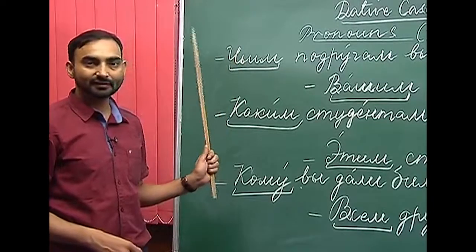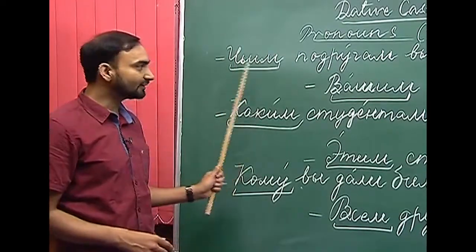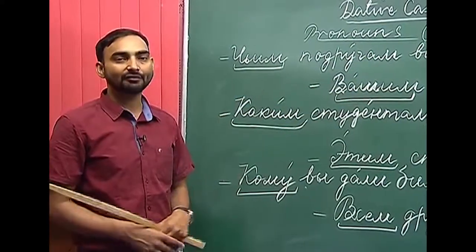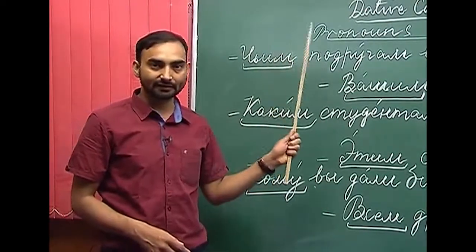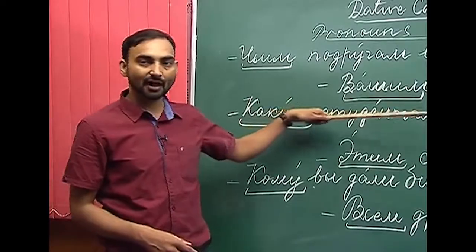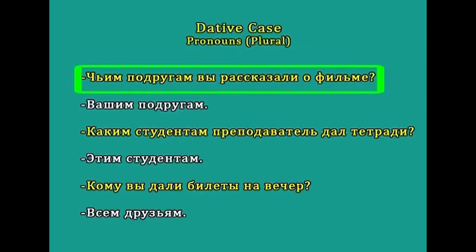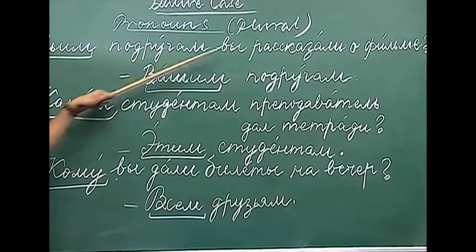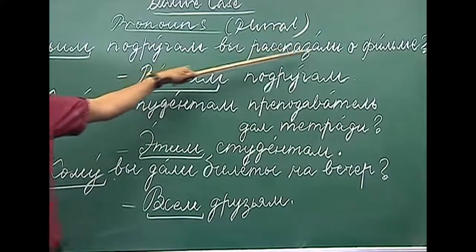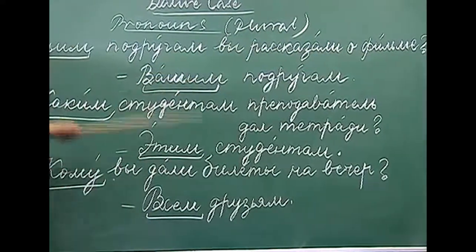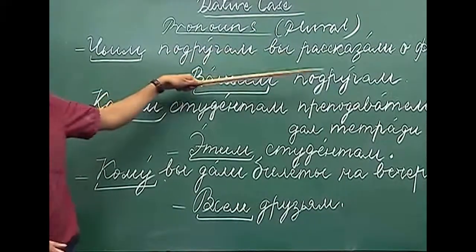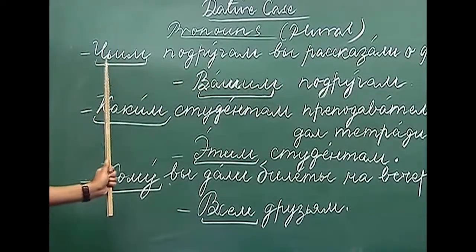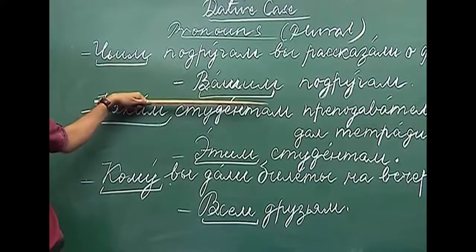If you remember, this interrogative word is answered with the use of possessive pronouns. Whenever you have these interrogative words in the sentence, we will use a possessive pronoun in the answer. So, chem padrugam viraskazali a filme. To whose friends did you tell about the movie? You can answer this question simply by saying vashim padrugam. Here in the answer I have used the possessive pronoun vashi.